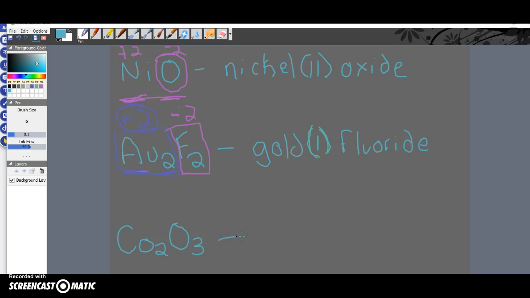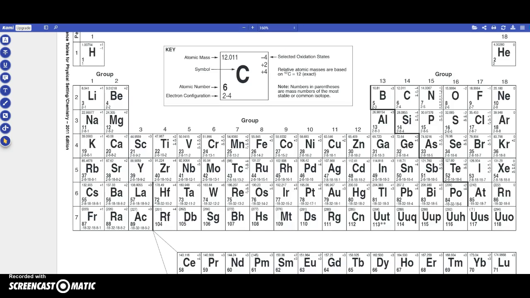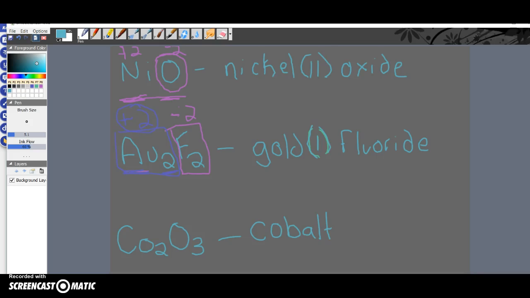Last one, try naming it by yourself. Pause the video. What you should have done is written the name of your cation, which CO is cobalt. Then you should have seen that cobalt has multiple oxidation states. Cobalt can be +2 or +3. So you need to find the total charge of your anion. We know that oxygen has an oxidation state of -2. And because we have 3 of them, it's going to be -2 times 3. So we have -6.